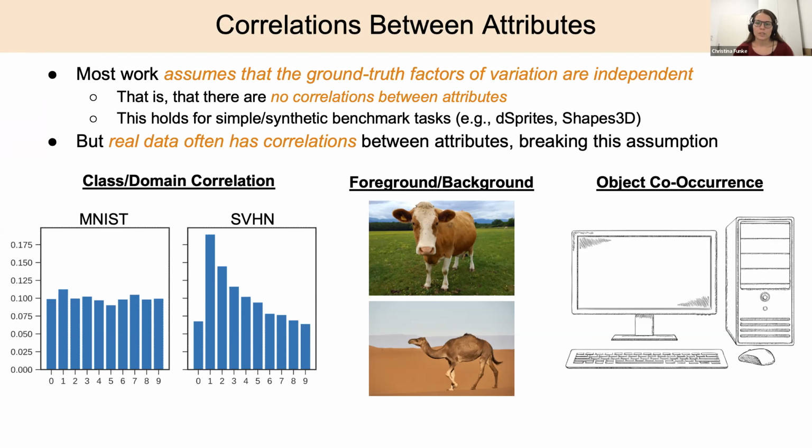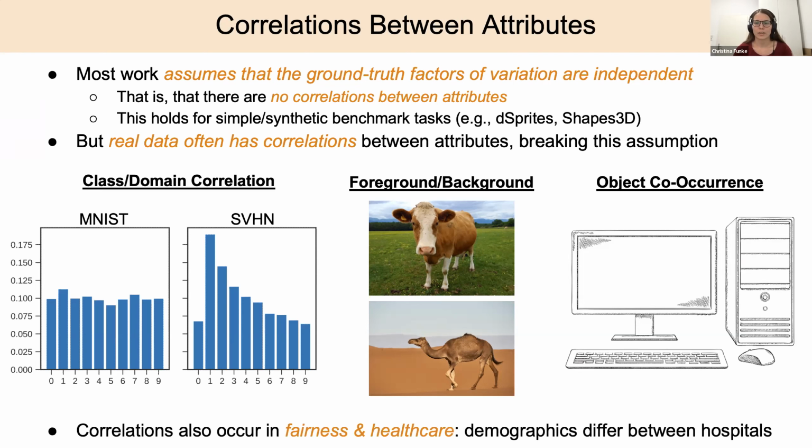This is the case for the Street View House Numbers dataset, where lower digits are more common, whereas the distribution is uniform for MNIST. Other examples are the correlation of the foreground and the background of the image, or the co-occurrence of objects. In natural scenes, the occurrence of objects is not random. For example, the computer and the monitor tend to be in the same image. Importantly, correlated data occurs in areas that affect people's lives directly, such as fairness and healthcare. For example, the demographics differ between hospitals.